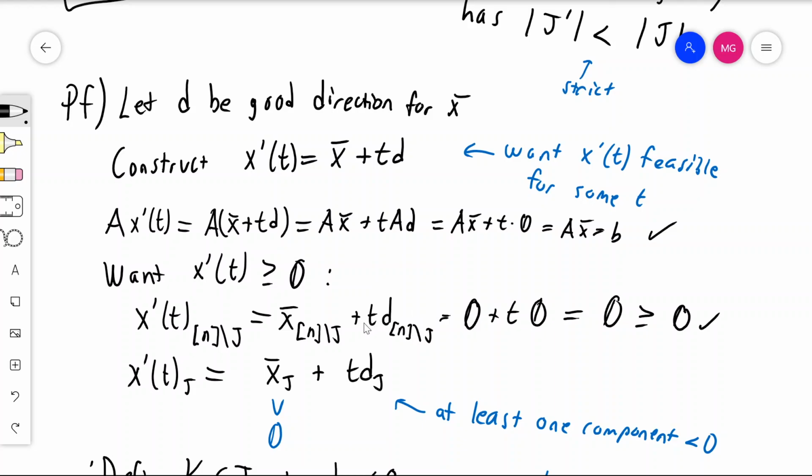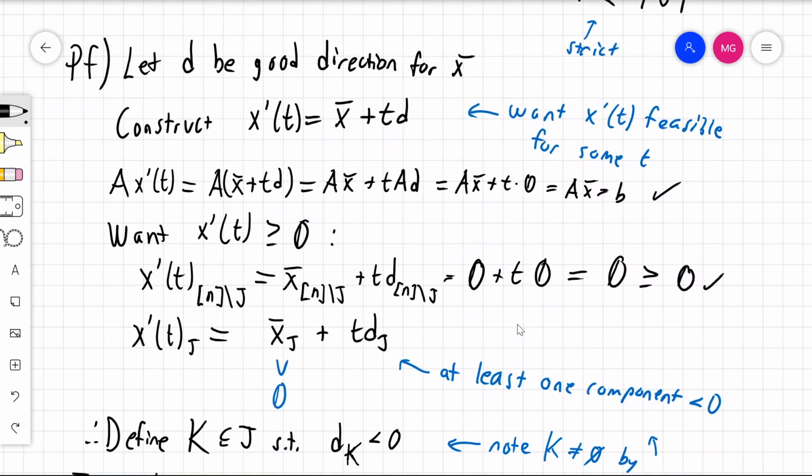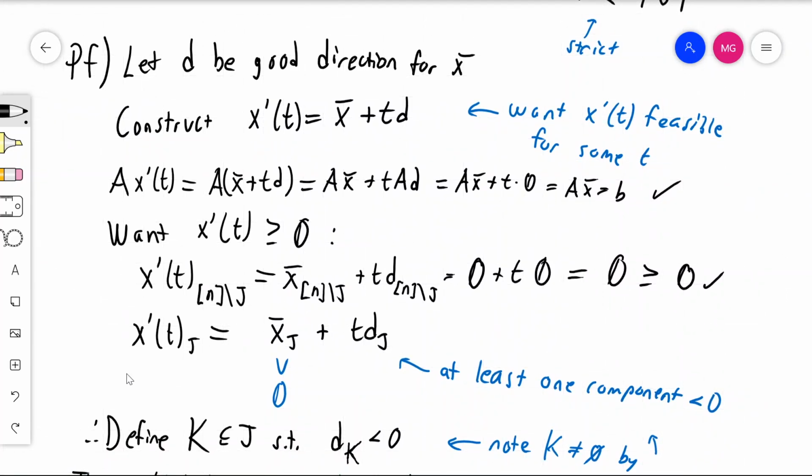So we have x plus td for those components. It's 0 plus t times 0, which is 0, which is non-negative, of course. Again, independent of what t is. So we haven't actually had to restrict t to be anything in particular yet. But this last part will, because that was for the complement of J components. Now let's look at the J components.